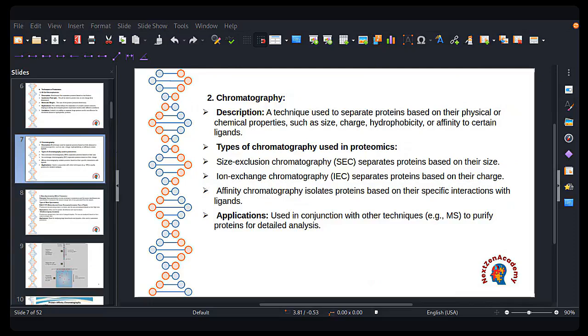Have you heard about the different types of chromatography? Write any name in the chat box, about the chromatography techniques.